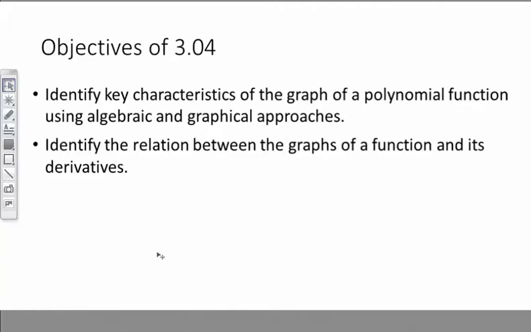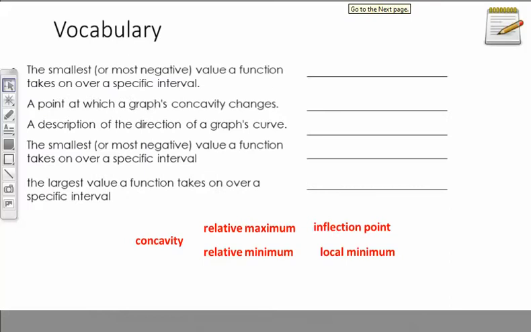The objectives of this lesson are to identify key characteristics of the graph of a polynomial function using algebraic and graphical approaches, and to identify the relation between the graphs of a function and its derivatives. And that's where derivatives come in, when they're introducing you to how it's going to look in calculus.